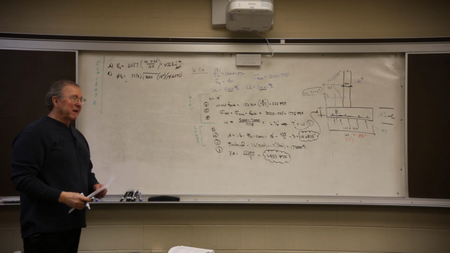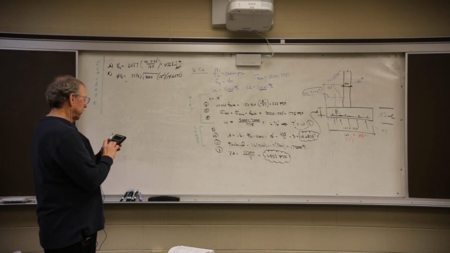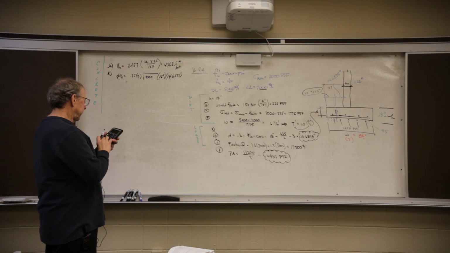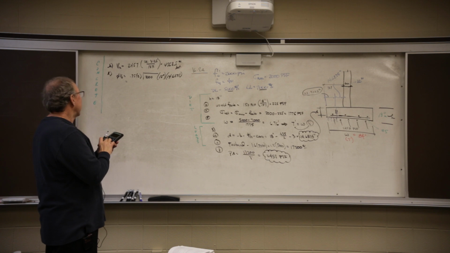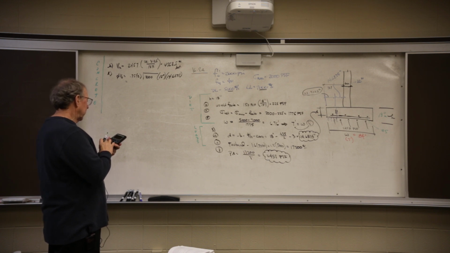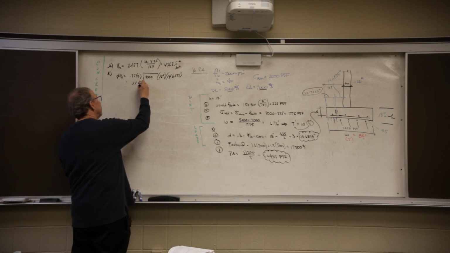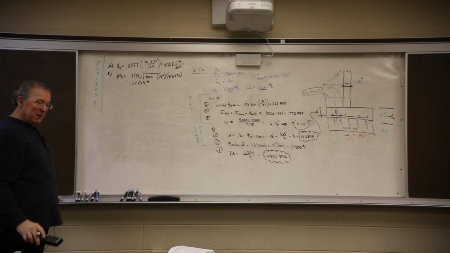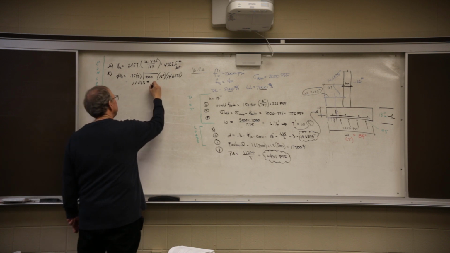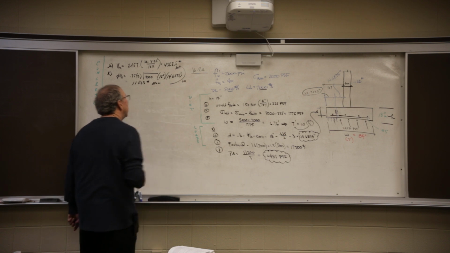Now, if this number is bigger than 4568.5, we're good. If it's less than, we've got to change something. So let me do it. 0.75 times 2 times the square root of 2,000 times 12 times 14.6875. 11,823. Oh, looks like I'm in good shape. This is allowable. That takes care of shear.